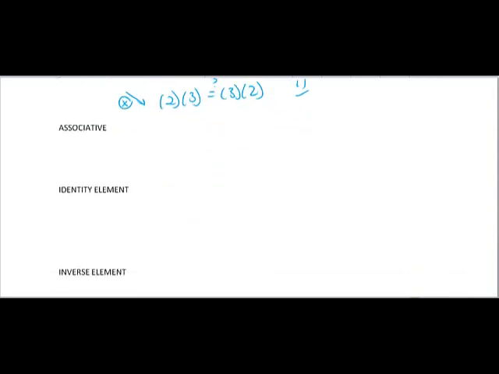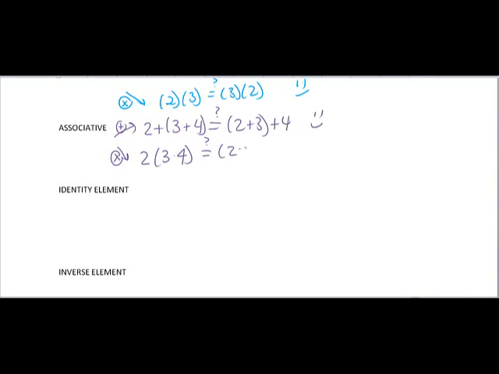For associative, again, you're just figuring out, are they equal? So if we have our addition, our multiplication, 2 plus 3 plus 4, is that the same as the quantity 2 plus 3 plus 4? Yes. For multiplication, 2 times the quantity 3 times 4, is that the same as the quantity 2 times 3 times 4? Yes.